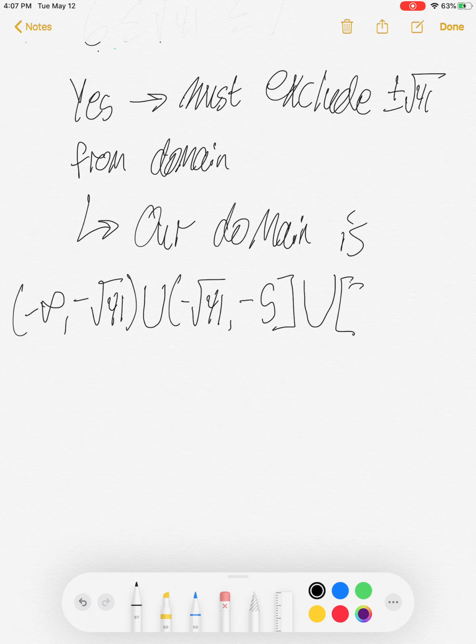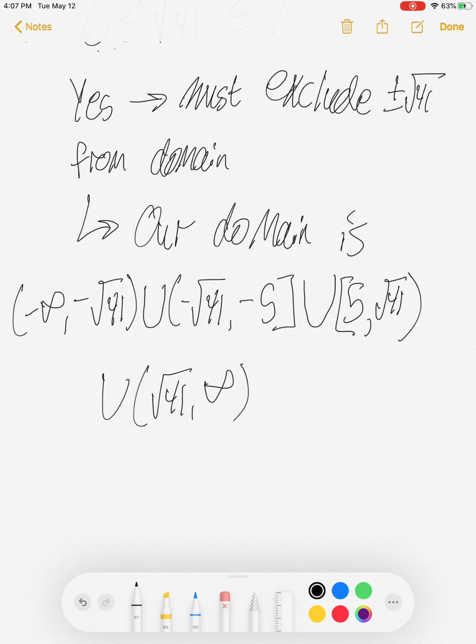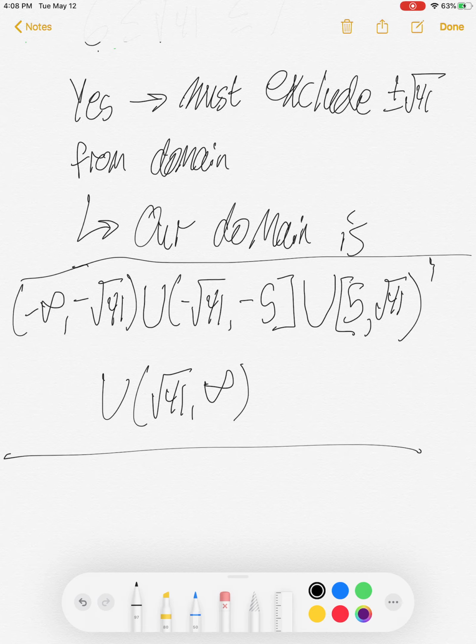So now we're just going to jump on up to positive 5, and we'll go until positive root 41, not including root 41. And finally, we will then take everything bigger than root 41 all the way up until infinity. So this is our domain. It's a little bit more complicated looking, but that is what it looks like here.